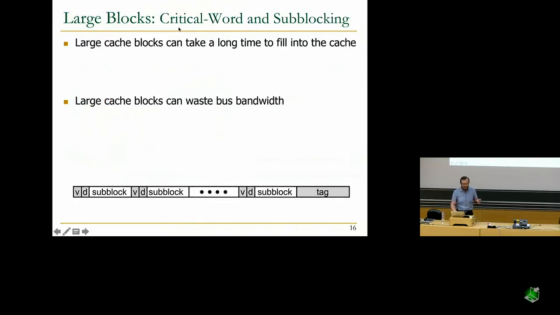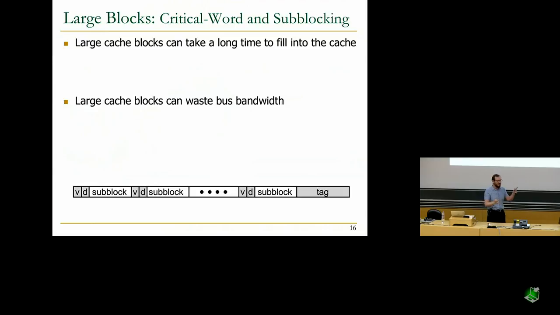Okay, so large blocks, let's talk about large blocks a little bit. There are two optimizations that are done when you have large or relatively large blocks. We've already discussed one of them. We're going to get back to it. But one of the issues is large cache blocks can take a long time to fill into the cache. Let's say you have a 64-byte block, and you need only 4 bytes for this load instruction. You missed in the cache, and you need to bring in the entire 64 bytes. But how do you bring that entire 64 bytes? The load is requiring 4 bytes that are somewhere in the middle. Let's say byte 13, since it's the lucky number, right?